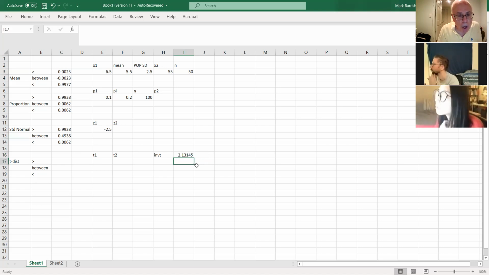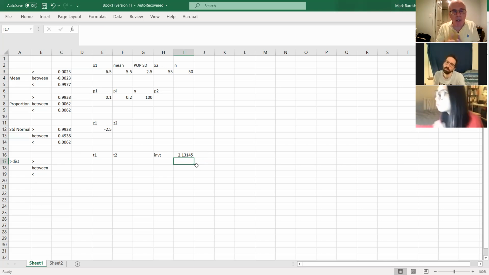2.1314 or 5. See that? It's the same number as you saw on the table. This is an exact answer. Tables are approximate, all right? This will give you the exact answer. So that's how we find a critical value.